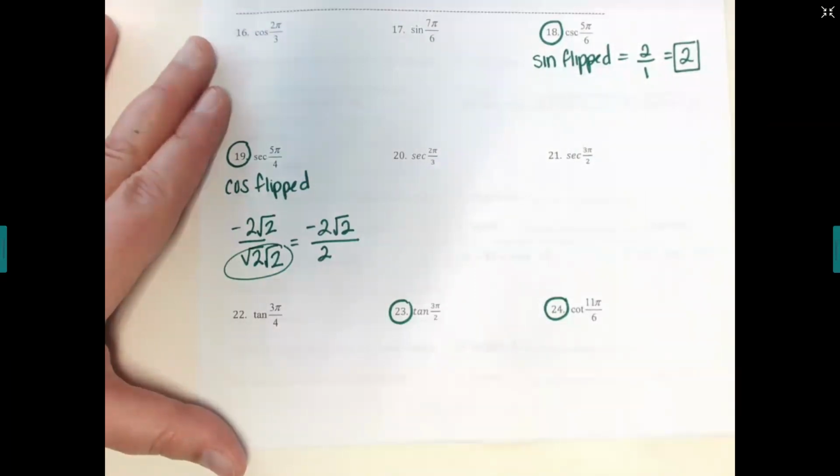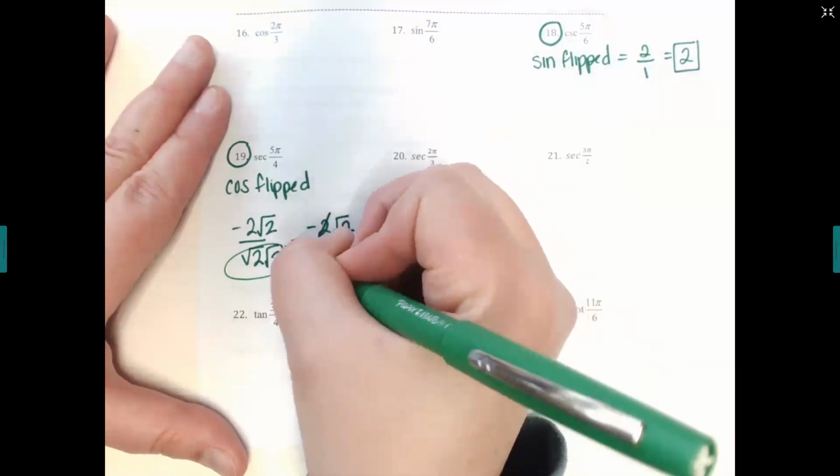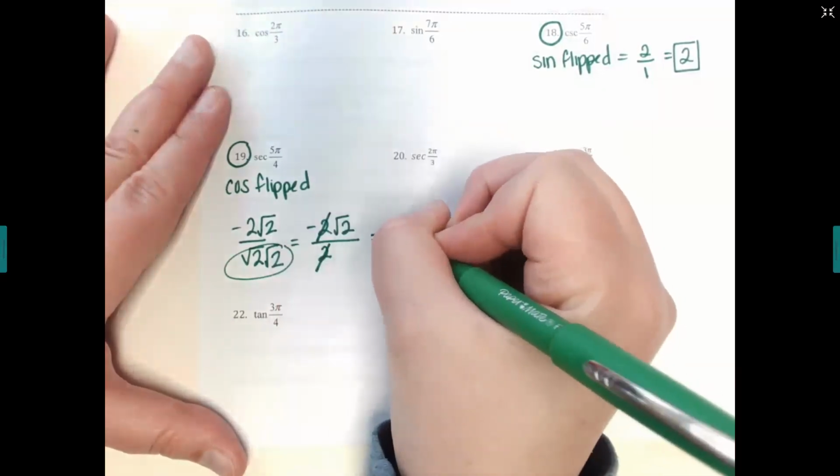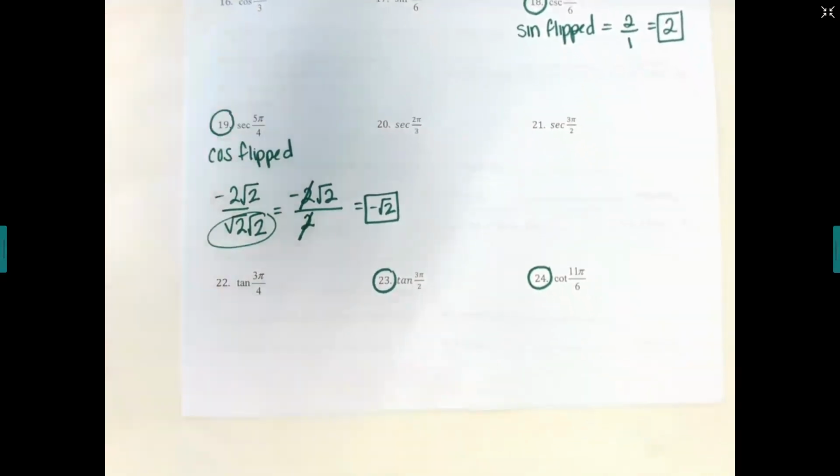Almost. What can I still do? Yeah, if you got a 2 on top and on bottom and they're both outside, you can cancel things. All right, last 2 off the front.